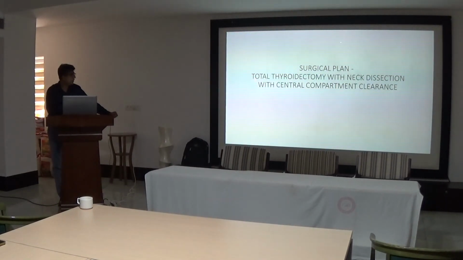We did a total thyroidectomy with right-sided neck dissection and with a central compartment clearance. So central compartment is the node which is in the center. These are lateral nodes, these are central nodes. So below the thyroid gland, just on the sides of the trachea, you have the central compartment nodes, which is the first echelon. When the thyroid cancer spreads, it spreads in the center.